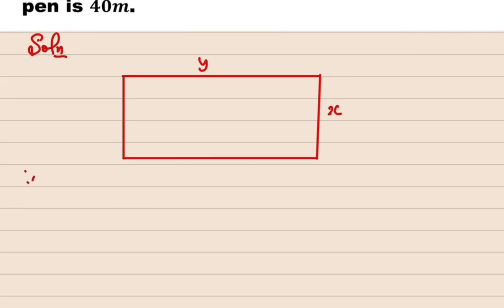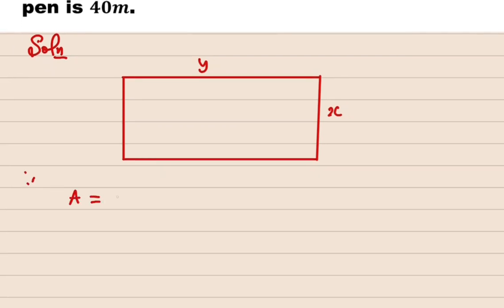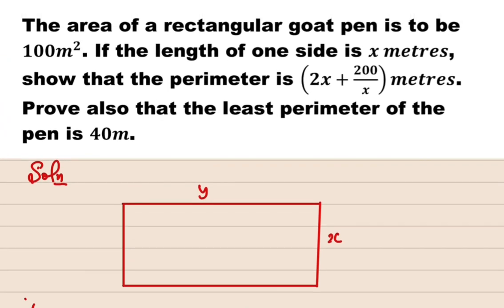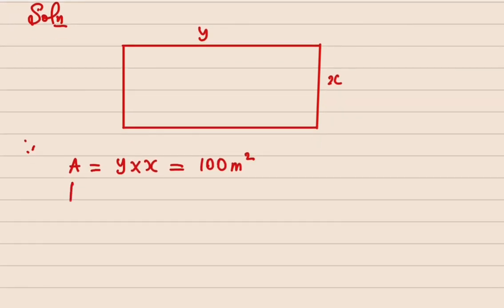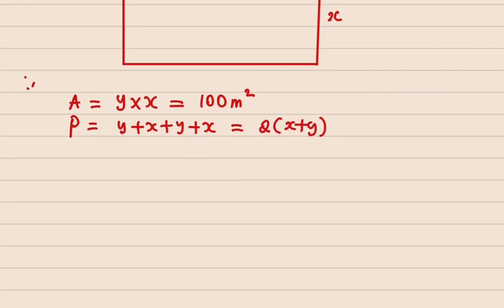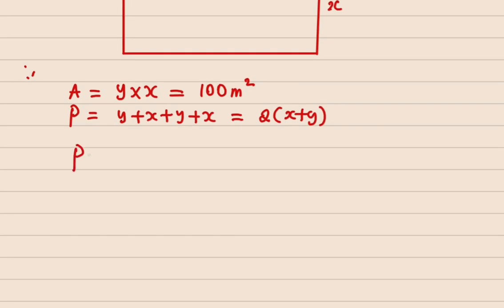So from that statement, area is equal to y times x, which equals 100 meters square. So we're done with that part. Then we're told that we should find an expression for the perimeter. The perimeter is the addition of all the sides, y plus x plus y plus x, which gives us 2 into x plus y. All right, good.